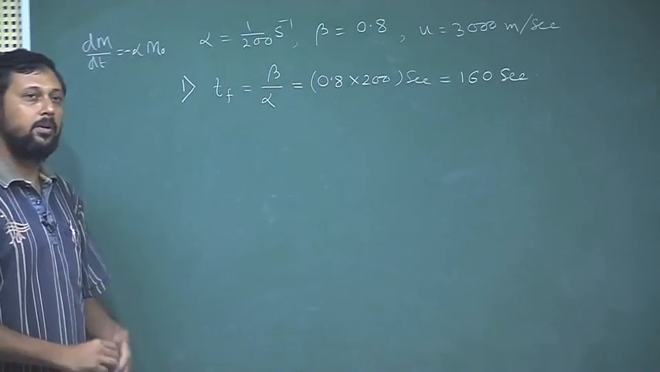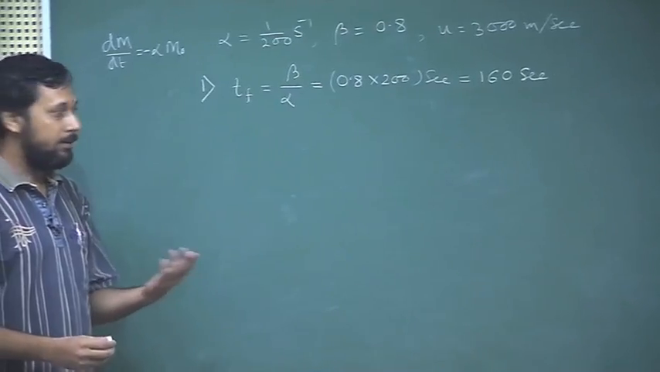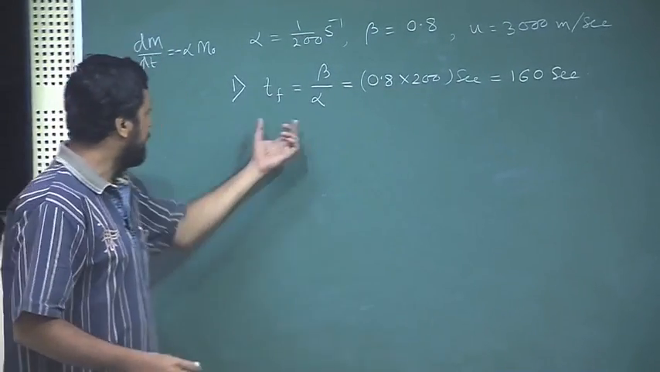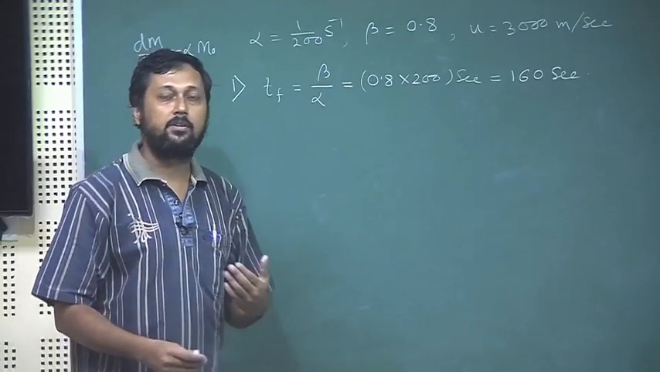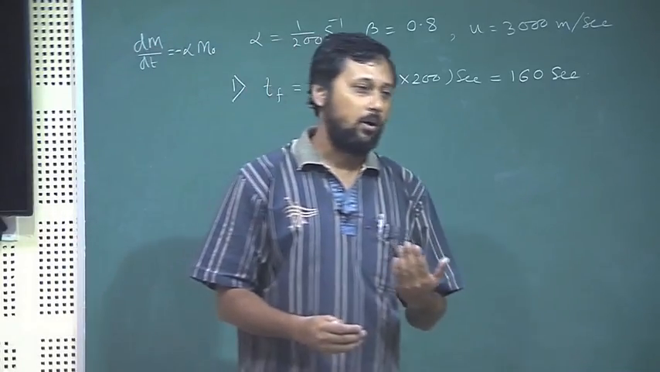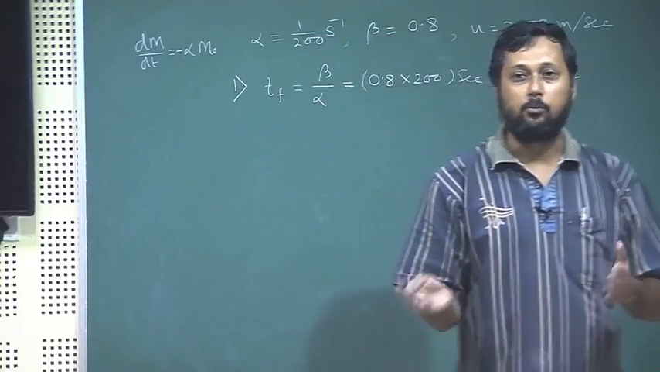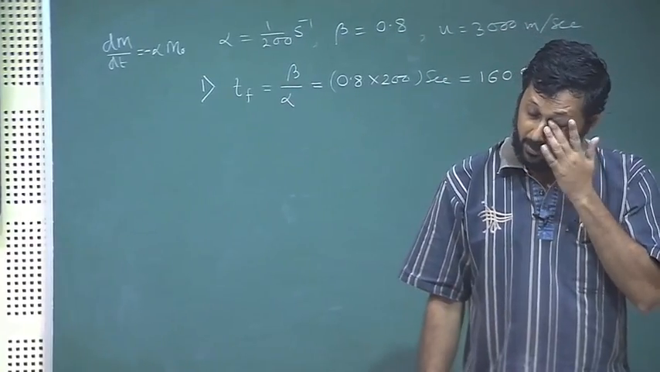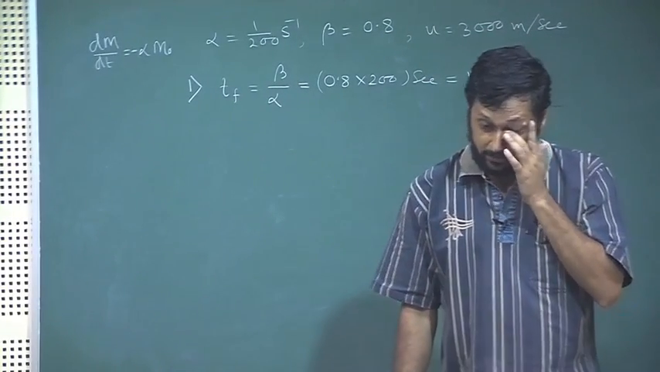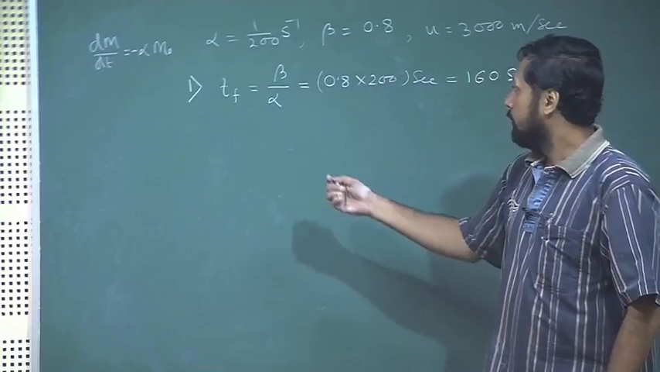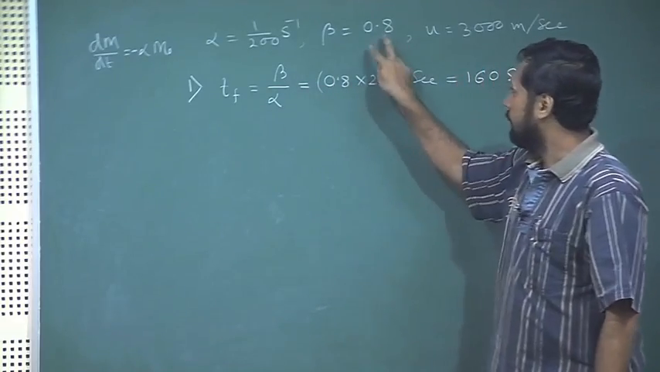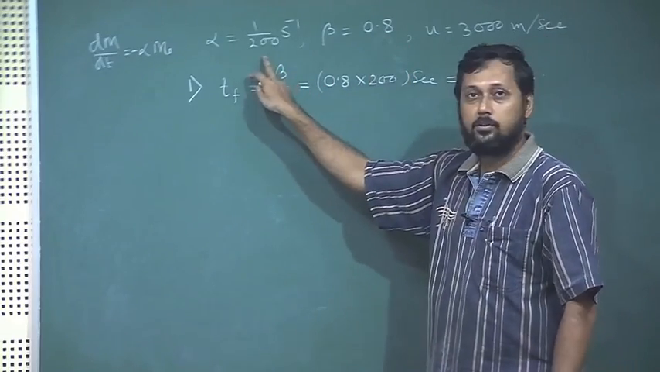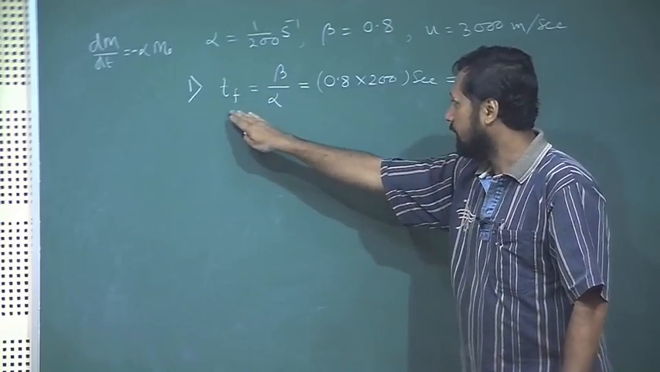So, this is the time of flight. This has nothing to do with whether the rocket is moving in the influence of gravity or in free space, it does not matter really. It is purely the amount of fuel and the rate of exhaust that determines Tf.